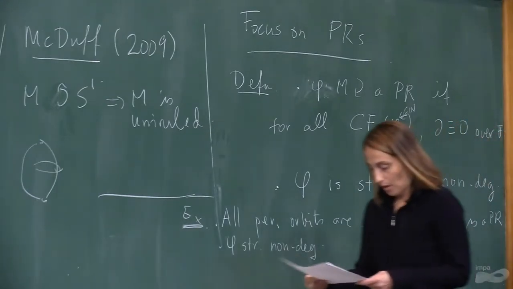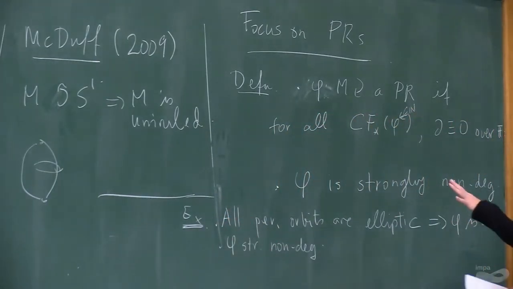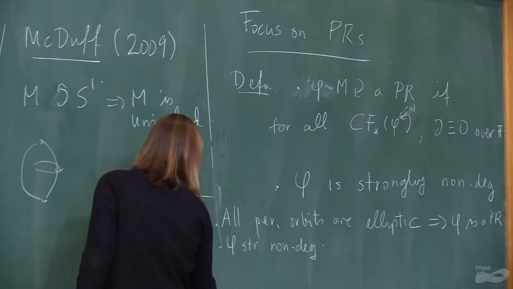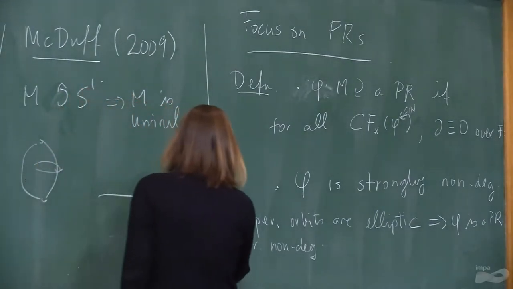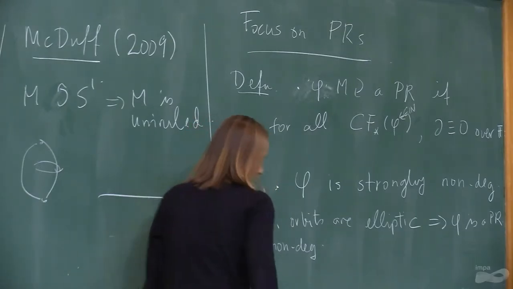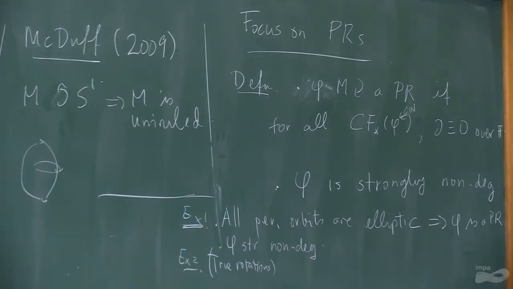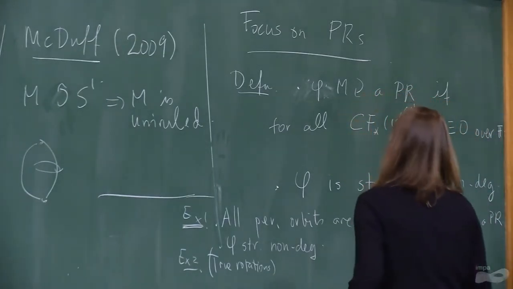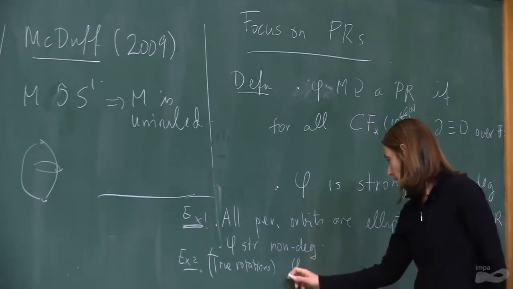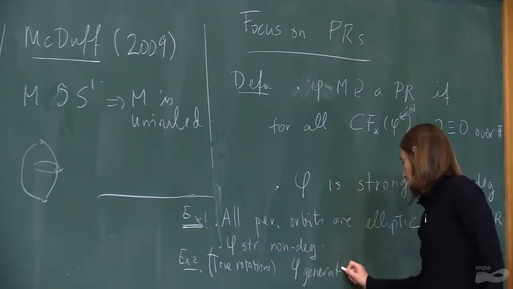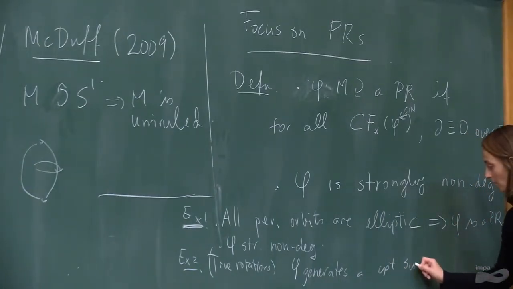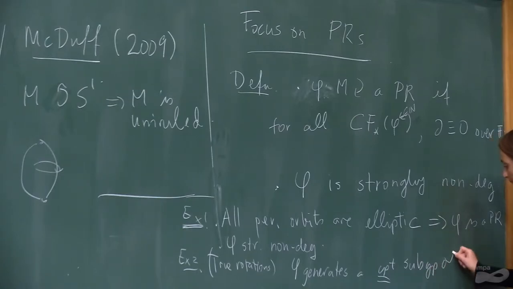Okay. As I said, all of the examples we know are of this type. And then another example is what we call true rotations. This is the case if phi generates, if you take the powers of it and its closure in Ham, phi generates a compact subgroup of Ham.